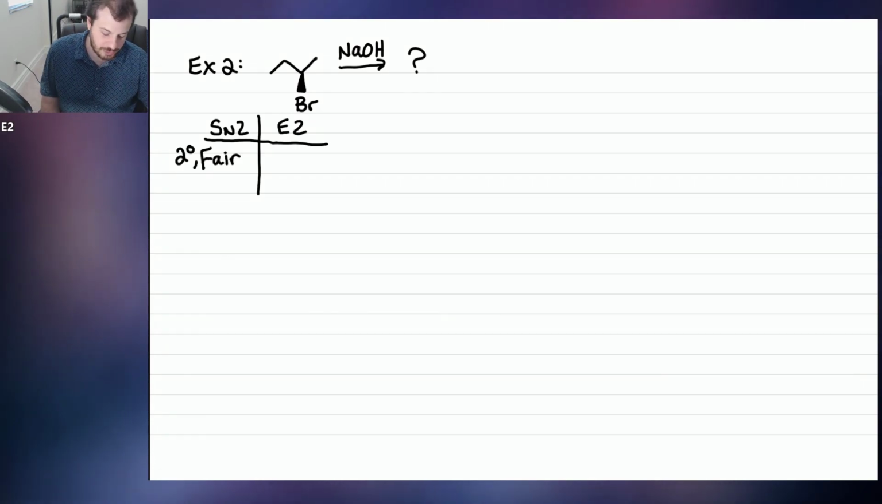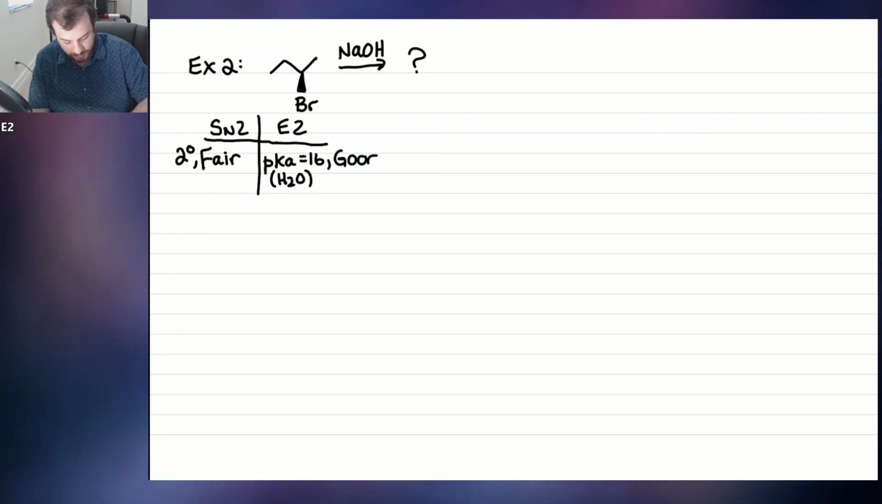And then for the E2 column, our nucleophile is NaOH. The conjugate acid of NaOH is H2O, which, we just saw on the previous page, has a pKa of 16. So that's going to be good. All right, who wins? Well, in this case, SN2 is fair and E2 is good, so E2 wins. We choose the first best option. E2 is the best option. So we can draw the product.